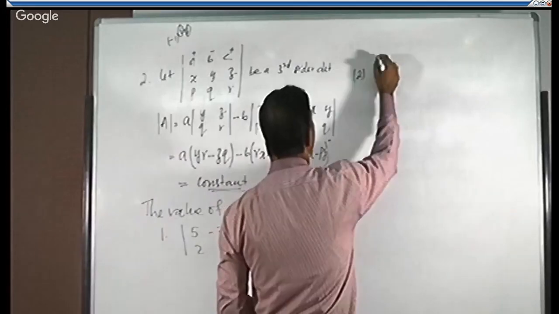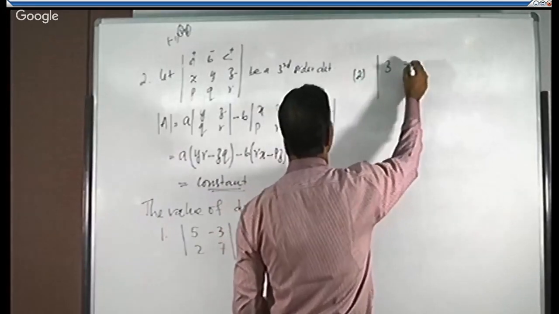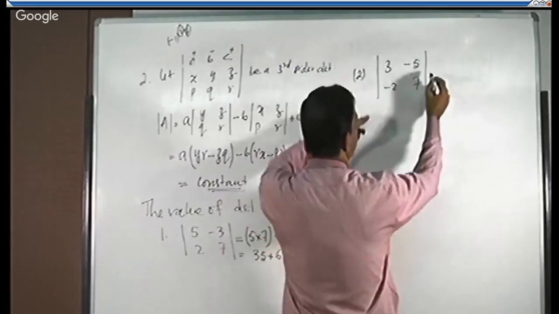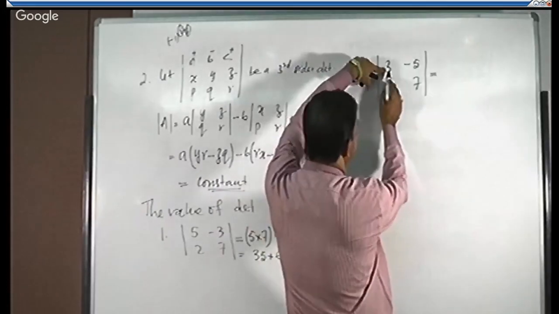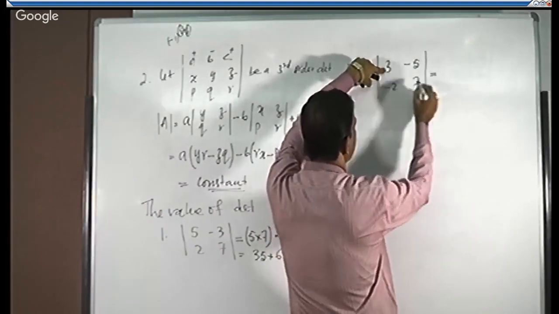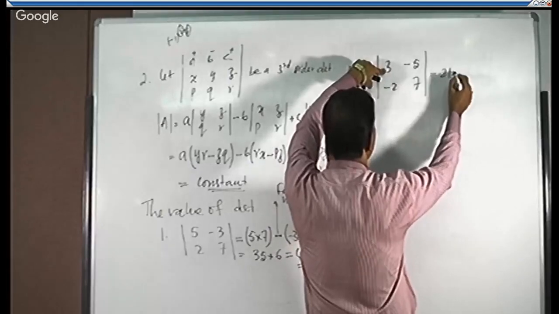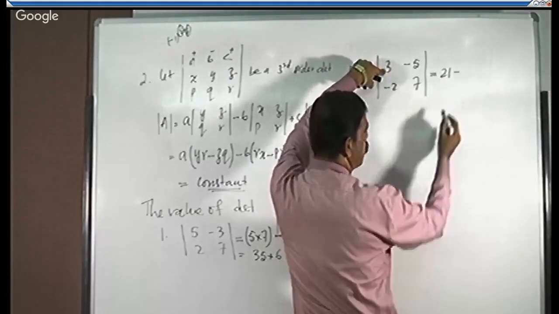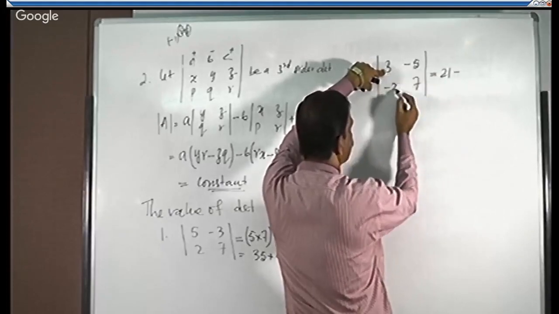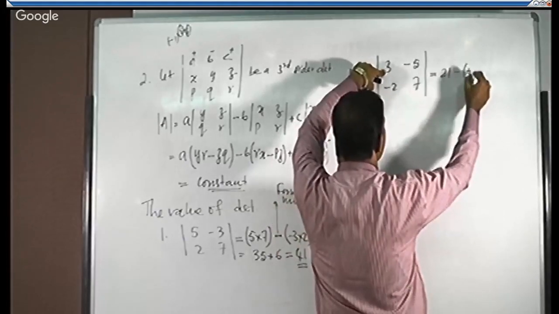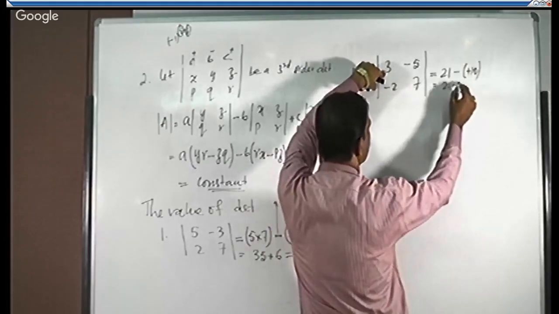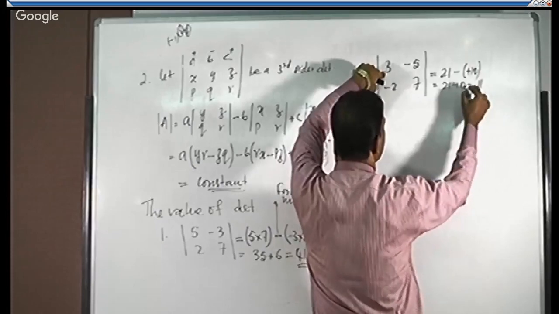Check the second one. 3 minus 5, minus 2, 7. Its value is equal to what? Do it directly: the product of these two, 7 into 3 or 3 into 7, is 21. Put the formula minus, then multiply these two: minus into minus is plus, 5 into 2 is 10, plus 10. This is 21 minus 10, which is equal to 11.